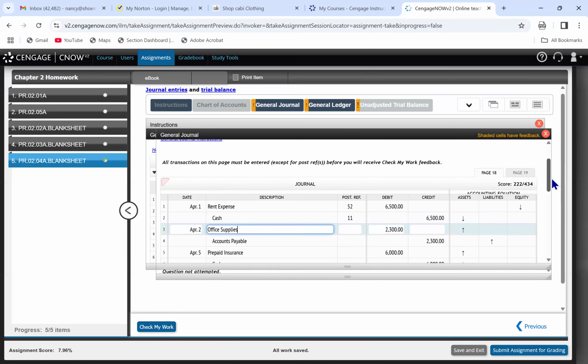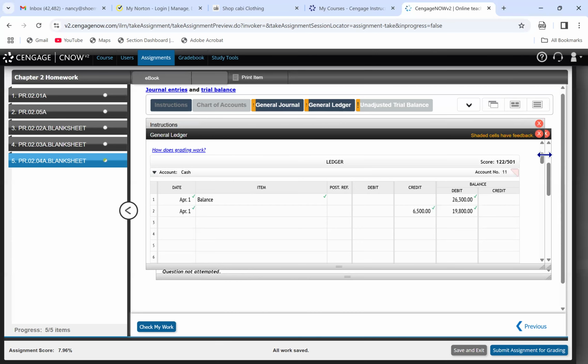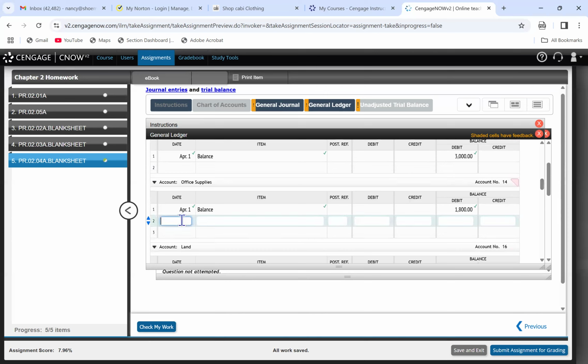Next, we'll post this April 2nd journal entry. April 2nd, office supplies was debited 2,300. So I will go to the account office supplies on April 2nd, and I will debit 2,300 and come up with a new balance of 4,100. Okay. We had a balance here of 1,800. Okay. So that is the one side.